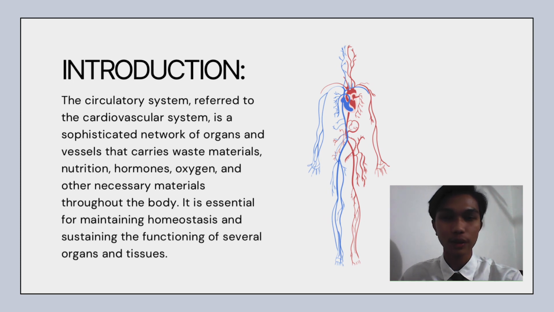So I will start the introduction of the cardiovascular system. The circulatory system, referred to as the cardiovascular system, is a sophisticated network of organs and vessels that carries waste materials, nutrition, hormones, oxygen, and other necessary materials throughout the body. It is essential for maintaining homeostasis and sustaining the functioning of several organs and tissues.